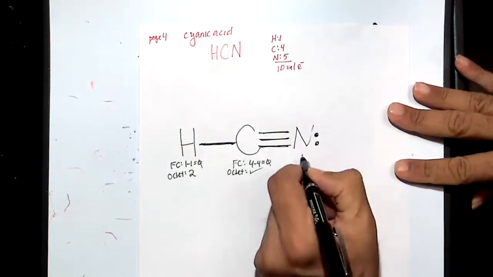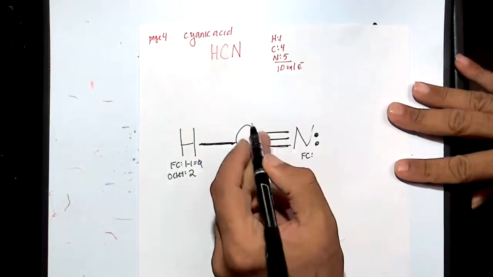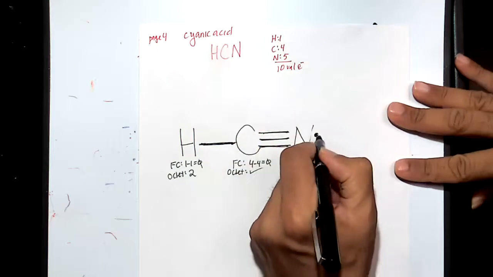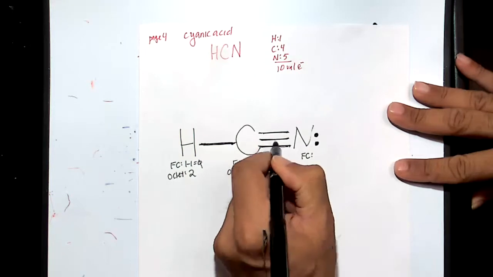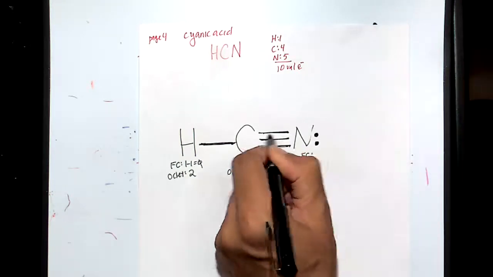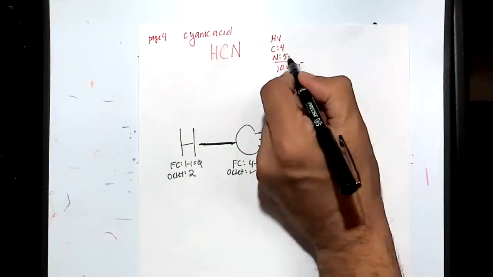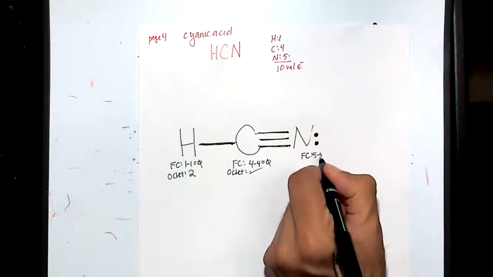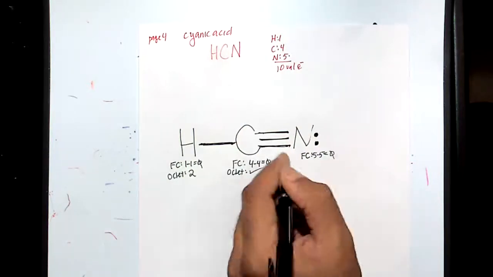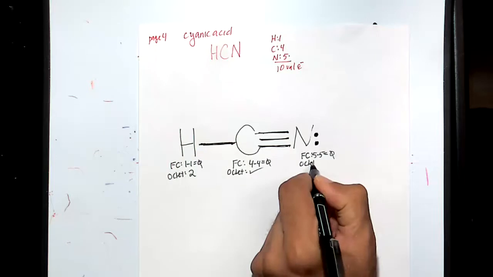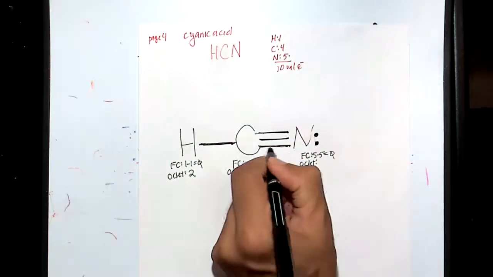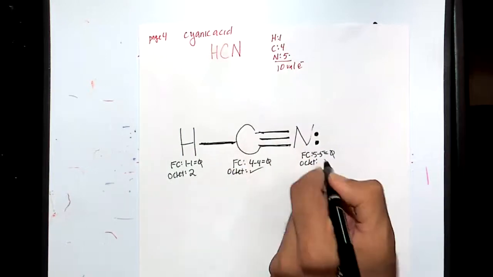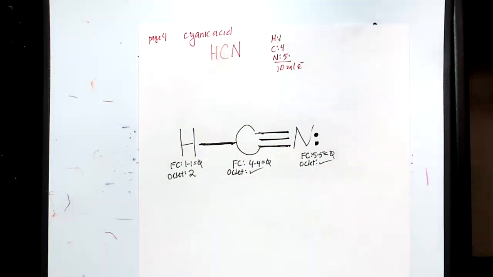All right, let's look at the formal charge of this nitrogen. Formal charge, ready? 1, 2, 3, 4, 5. What is nitrogen happy at? 5. 5 minus 5 is 0. All right. Octet rule for this nitrogen. Count everything individually. 1, 2, 3, 4, 5, 6, 7, 8. Okay, so that's the octet rule.